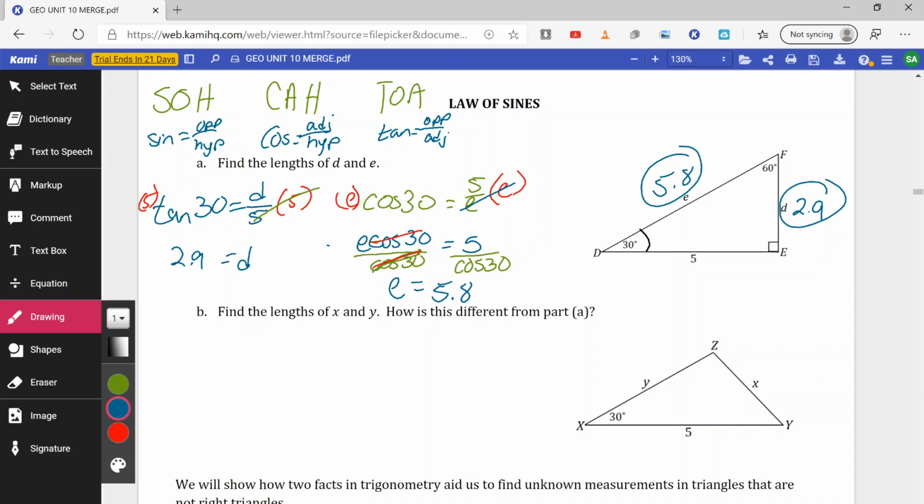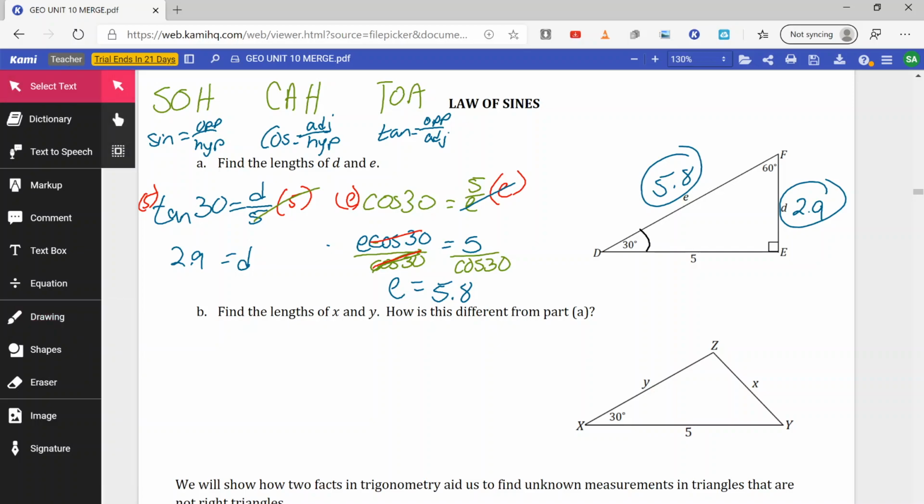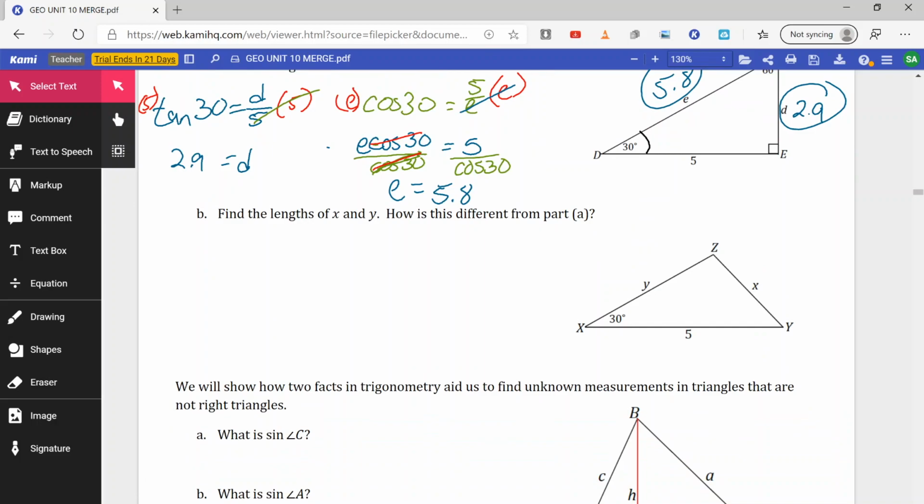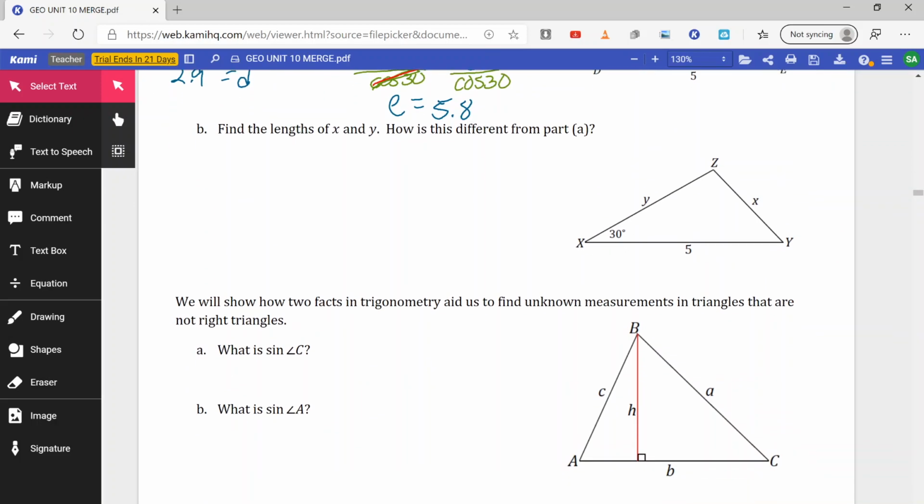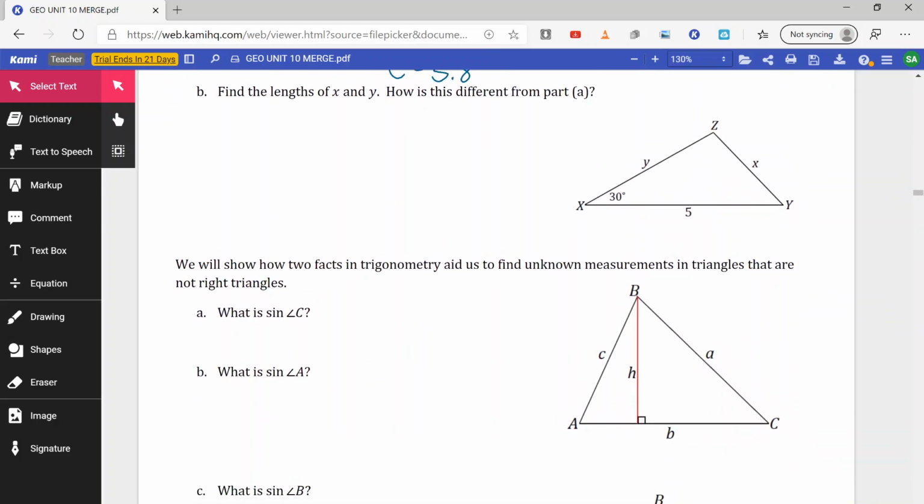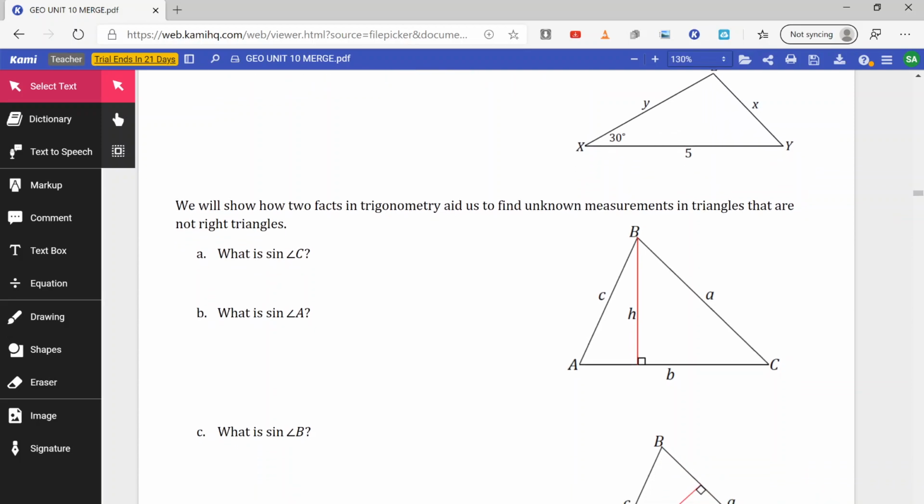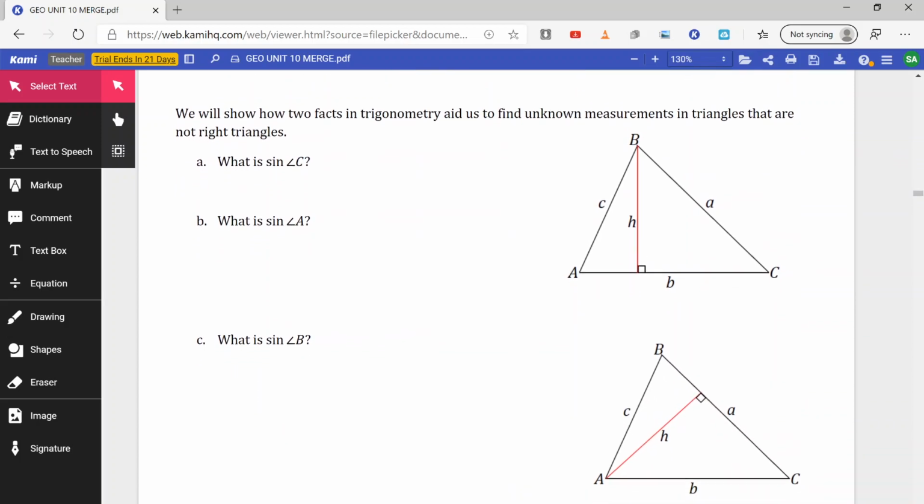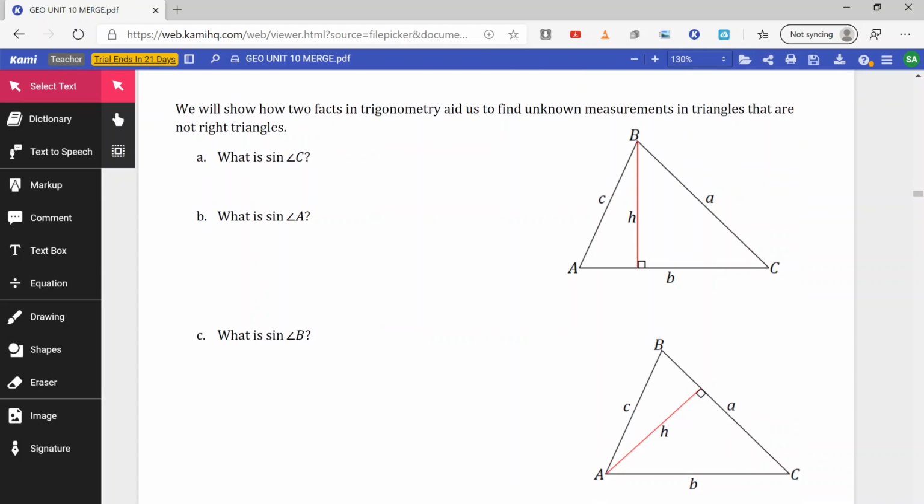So in that case, we can't use our trigonometry functions to figure it out. We could possibly end up with the correct numbers, but it would take a lot of work using other tricks of the trade rather than just sine, cosine, or tangent. So here we're going to figure out the sine of C, A, and B given these two triangles.